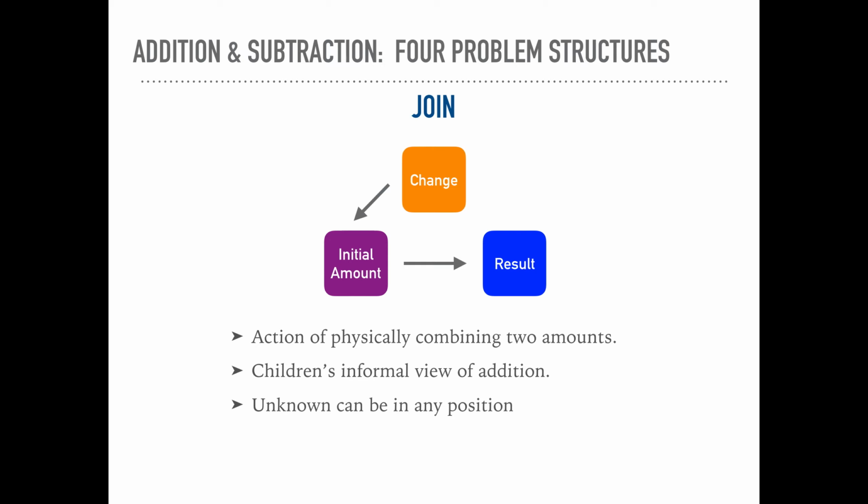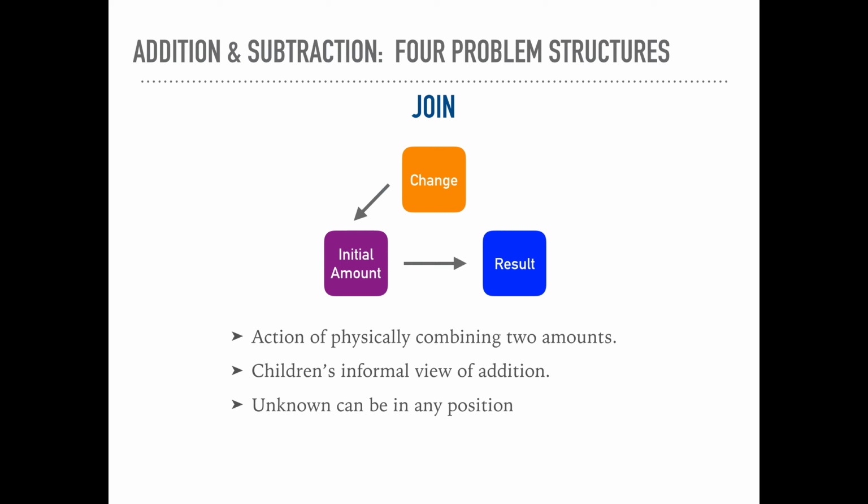There's an initial amount, and then some change is happening, which leads to a result. It's action-based. We're physically combining 2 amounts. Like Adam had 3 cups of coffee in the morning, then he got 4 more in the afternoon. How many does he have now? We see that there. And this is children's informal view of addition. It's where things typically start, and most of the word problems you wrote followed this model. They were probably a join structure.